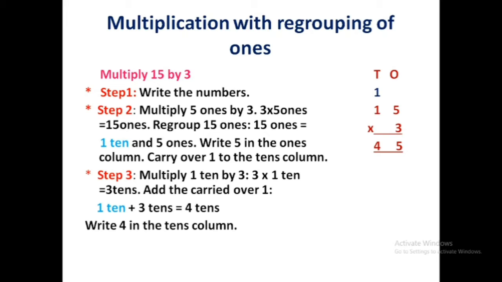Next we will multiply 1 ten by 3. 3 into 1 ten is equal to 3 tens. Add the carried over 1. Now we will get 1 ten plus 3 tens, which is equal to 4 tens. Write 4 in the tens column. So the final answer is 45. 15 into 3 is equal to 45.